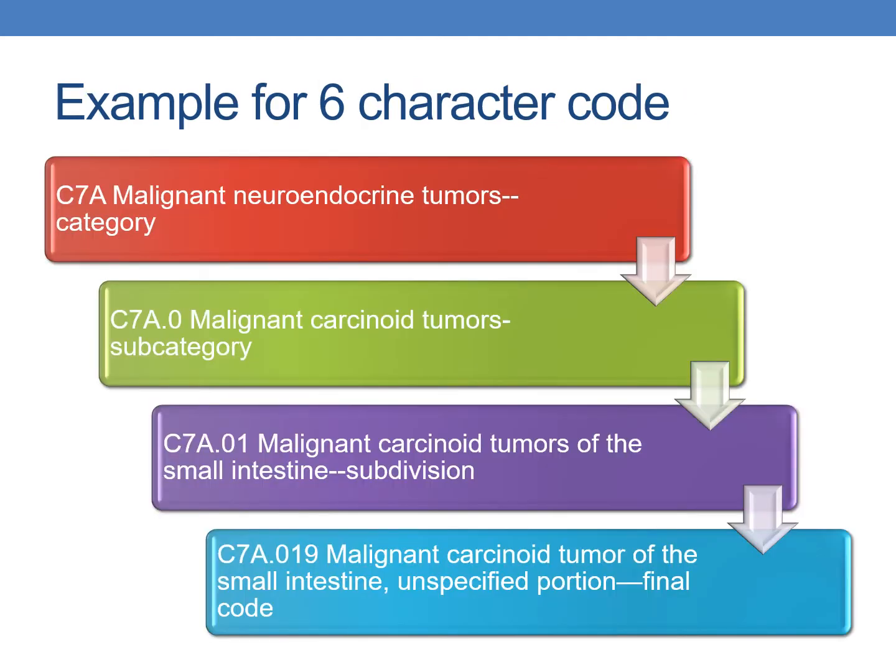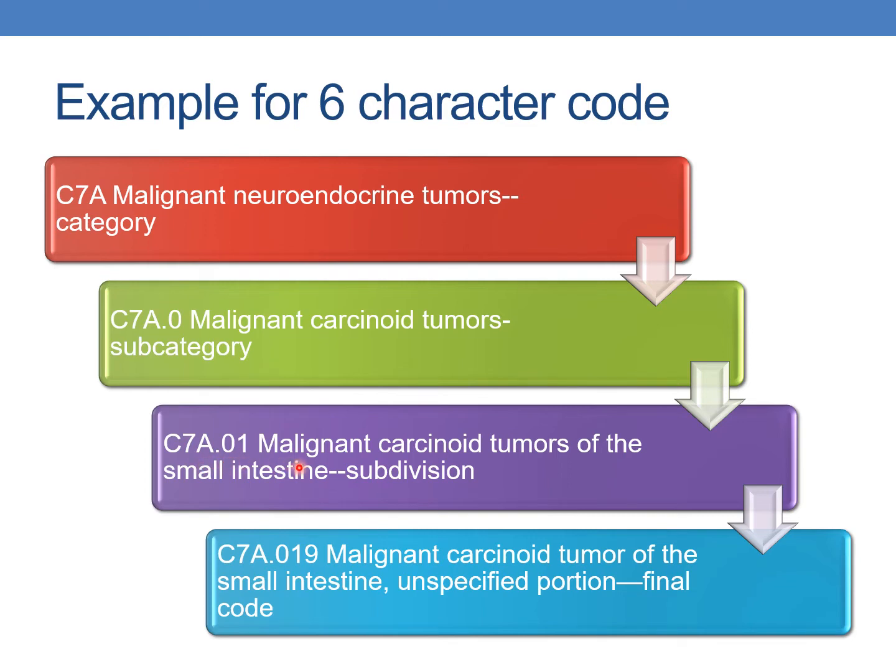Now coming to the example for a 6-character code. Here you can see C7A. This is a category of malignant neuroendocrine tumors. The subcategory is C7A.0. This is malignant carcinoid tumors. It is further categorized into C7A.01. This is a 5-character code and still this is not the final code. This is a subdivision.